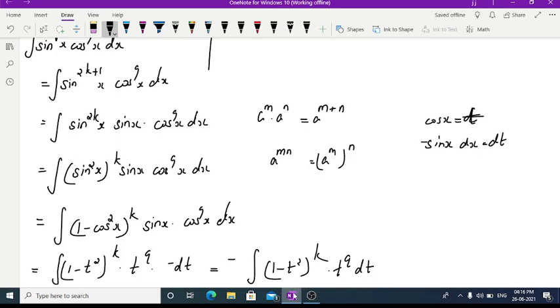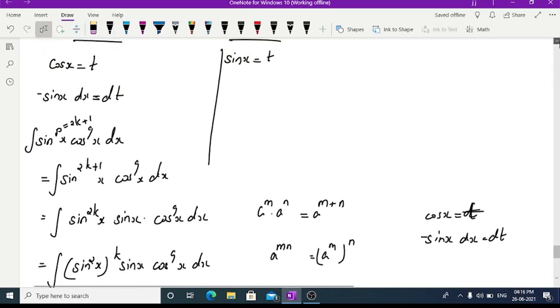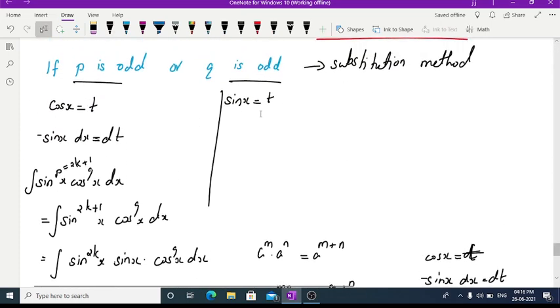Now we have to evaluate this integral using the binomial theorem. We already discussed it. Using the binomial theorem, we get simple terms that are easy to integrate, and integrating them we get the value. Same way we have to evaluate when q is odd. Same method, when q is odd, we substitute sin x is equal to t, so cos x dx is equal to dt, and continue this method. We have to integrate that one.